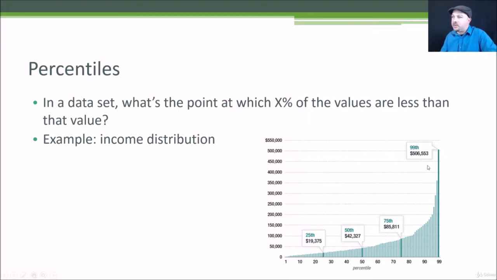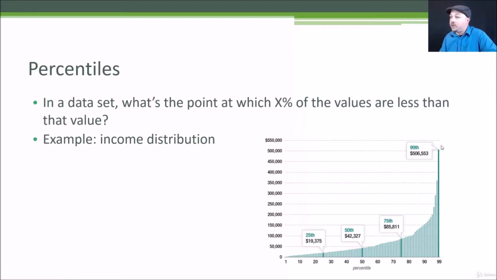This is some real data here. So for example, at the 99th percentile, we can say that 99% of the data points here, which represent people in America, make less than $506,000 a year, and 1% make more than that, conversely. So if you're a 1%er, you're making more than $500,000 a year, roughly.